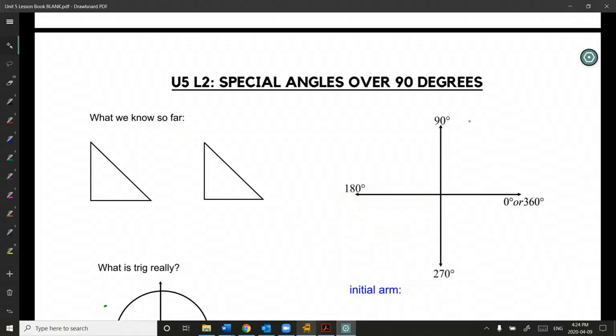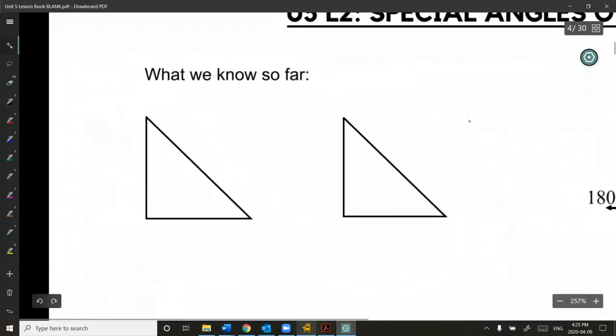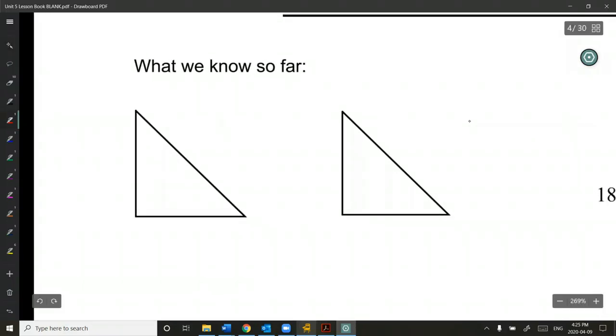Welcome everyone. Today we're going to talk about using special angles for angles over 90 degrees. So let's dive in. First, we're just going to do a recap of what we talked about in our first lesson, and that was the special triangles.